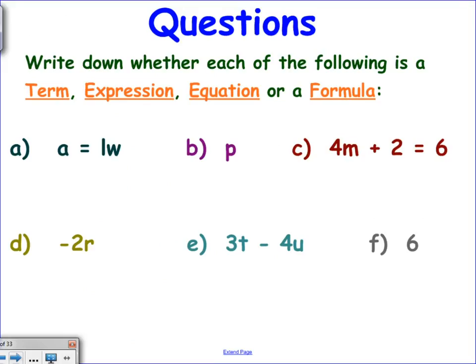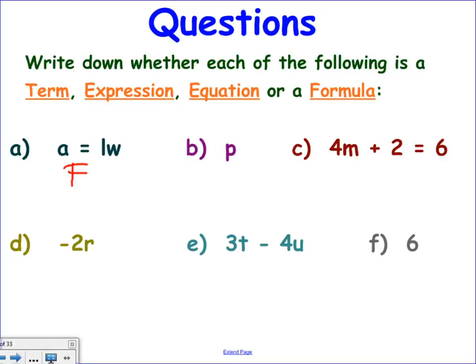Which one is a term, an expression, a formula, or an equation? So here are 6 statements. A equals LW, P on its own, 4n plus 2 equals 6. What I want you to do is write down whether you think it's a term, an expression, an equation, or a formula for each of those 6. Write down what each of these is. A equals LW.